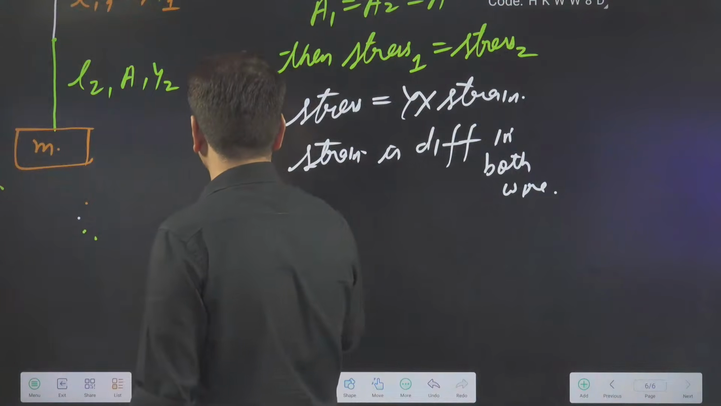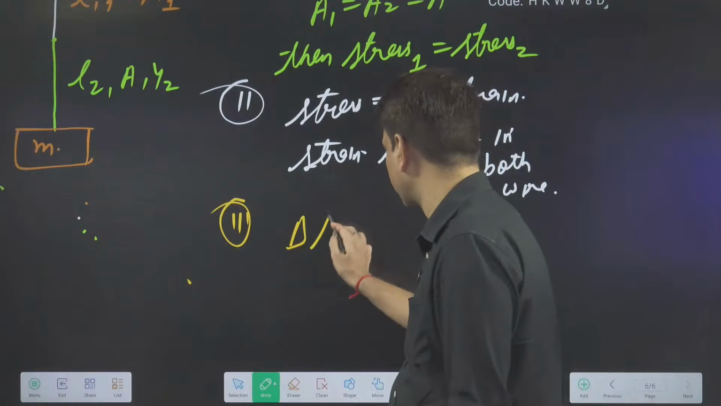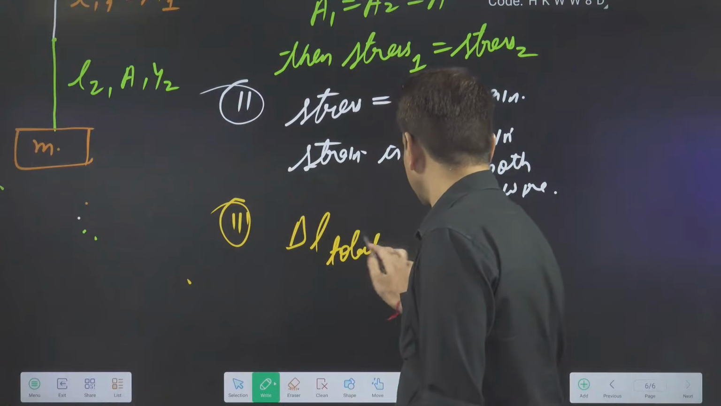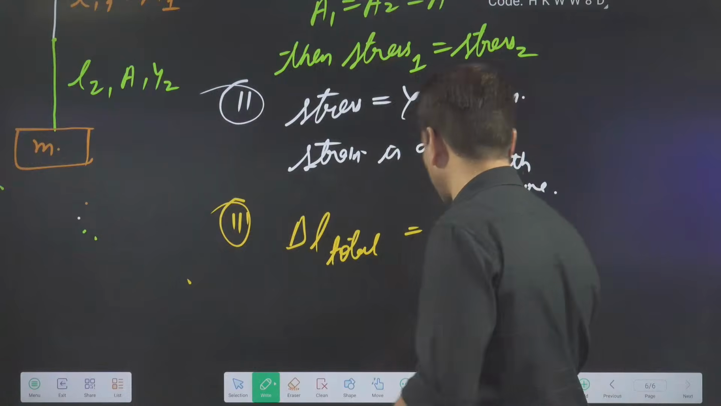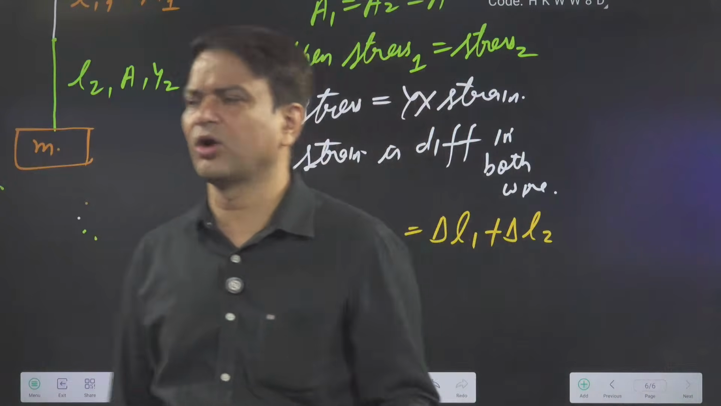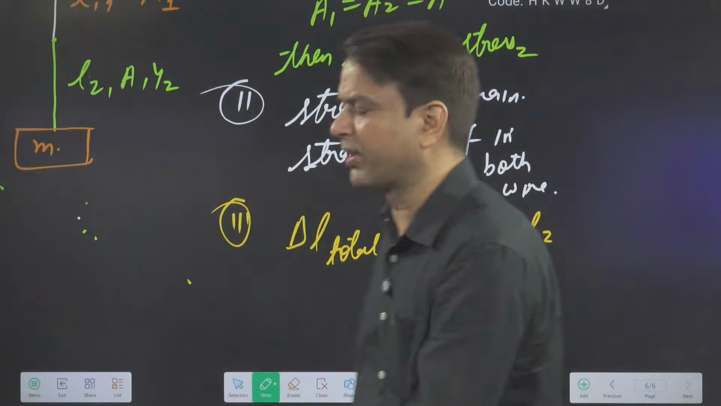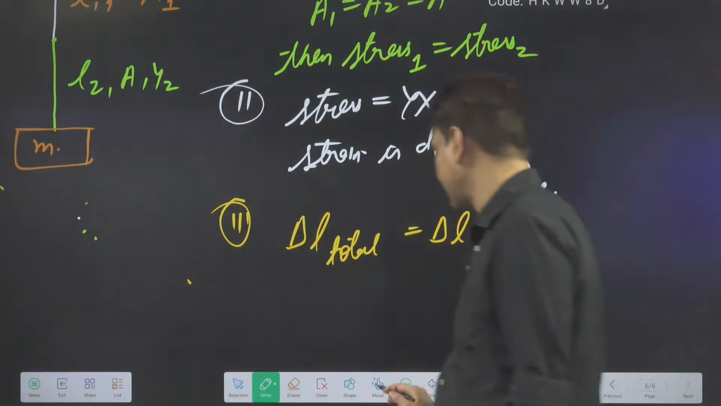Number 3, if I am asking what is the total elongation? So delta L total will be equal to delta L1 plus delta L2. In the NCERT, this question is given. They gave the numerical values of Y and all; I am using symbols. So delta L total is equal to delta L1 plus delta L2.